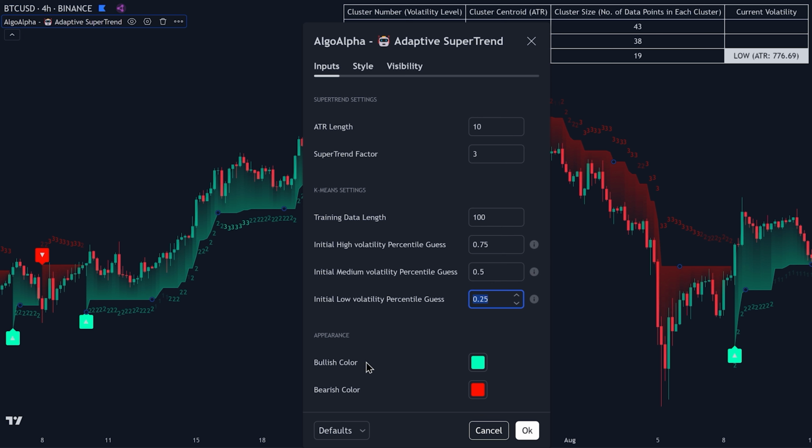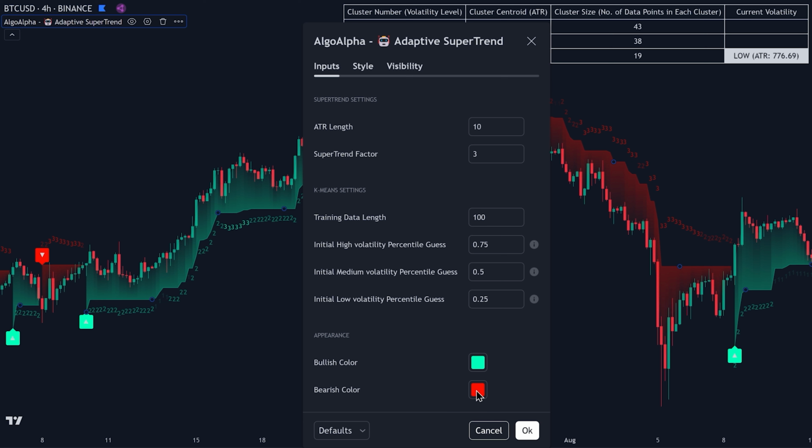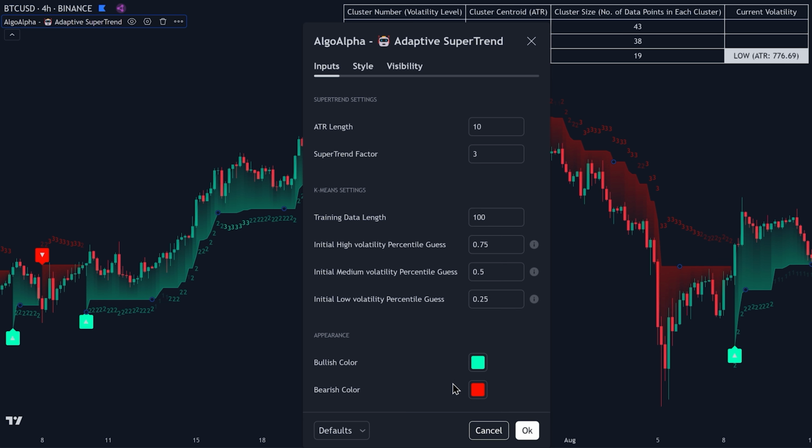Now let's look at the appearance settings, where you can customize the visual aspects of the indicator. The bullish color is set to green by default, representing upward market trends, while the bearish color is red, representing downward trends. You can adjust these colors to suit your preferences and make the chart clearer for your personal trading style.